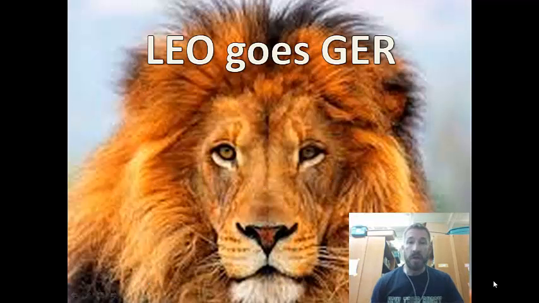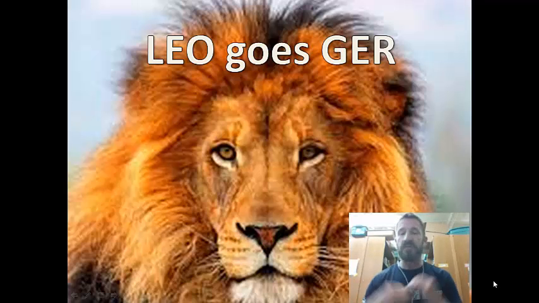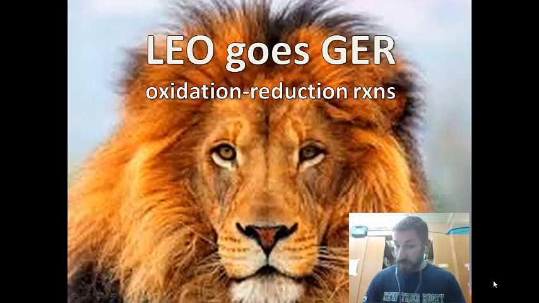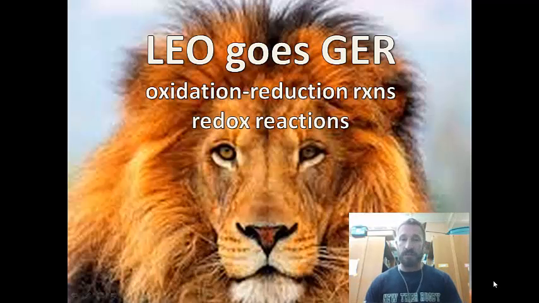Electrochemistry. LEO goes GER. You may have seen this before. This is an acronym. If you can remember this acronym, it's going to help you a lot to remember a lot of the things in the unit on electrochemistry. In electrochemistry, we are dealing with what we call oxidation-reduction reactions. We also shorten that to redox reactions.